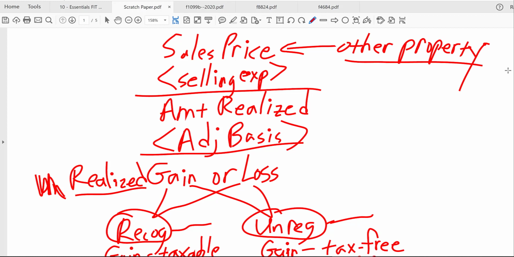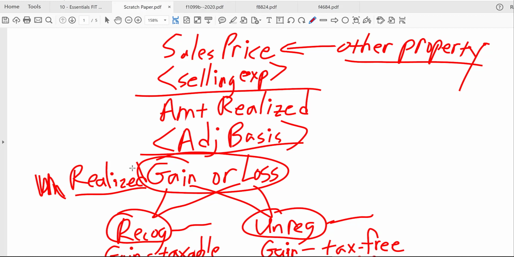So you don't have to report any realized gain or loss when you get back other similar property, like rental property. Your landlord, you're giving up and you're getting back a farm, an agriculture operation, or you're giving up an office building and you're getting back another office building.